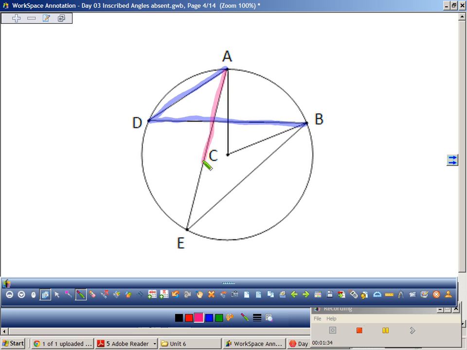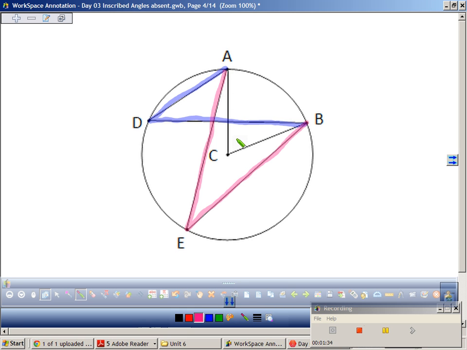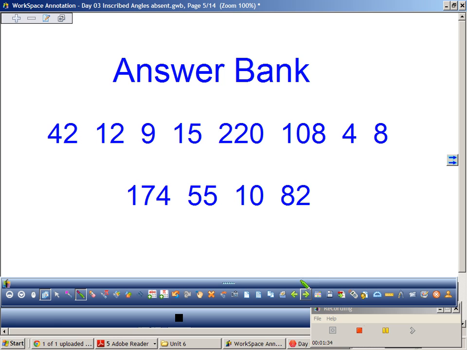Here's another intercepted angle. And this one right here would be a central angle. And it would be twice as big as this one. And twice as big as this one. Okay, let's work with it.